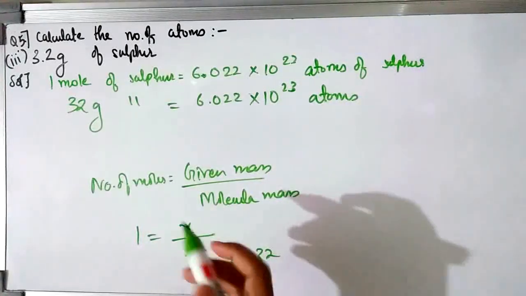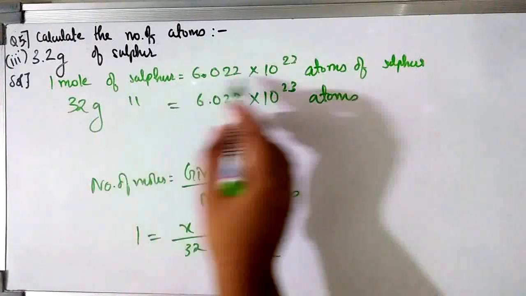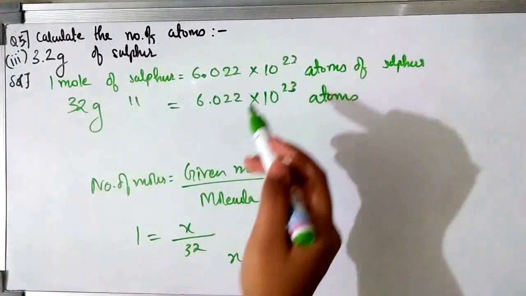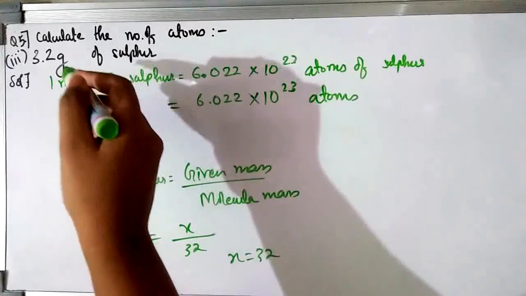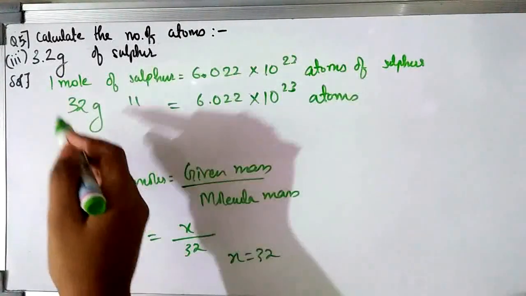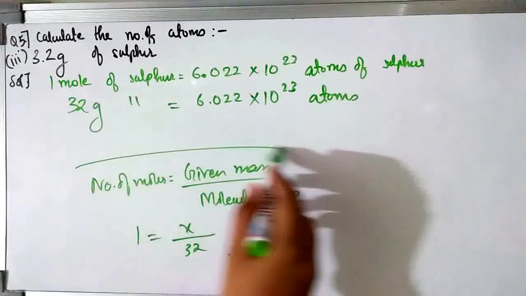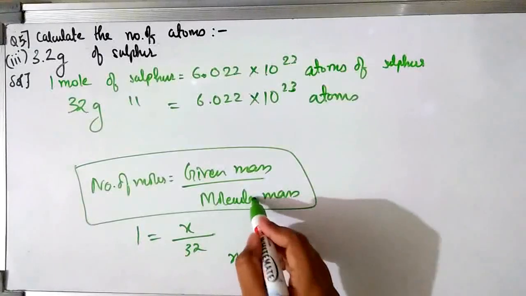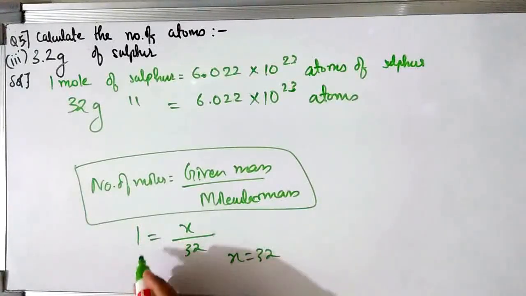What we did is we know that 1 mole of sulfur is going to have these many Avogadro number atoms of sulfur, because that is the value of 1 mole. Now we found out how much will be the weight of 1 mole of sulfur. So we applied this formula, that is number of moles is equal to given mass upon the molecular mass, and what we got is that number of moles was 1.